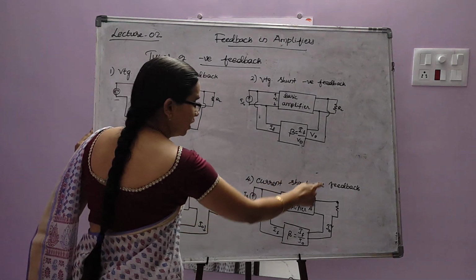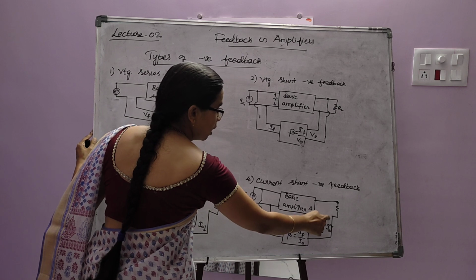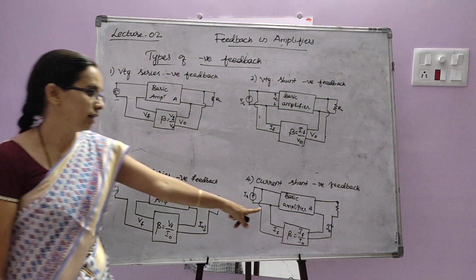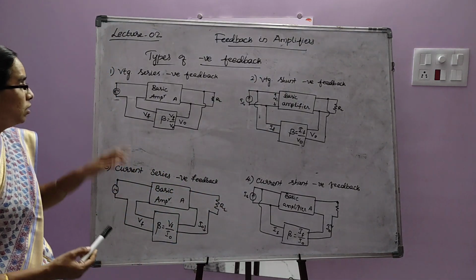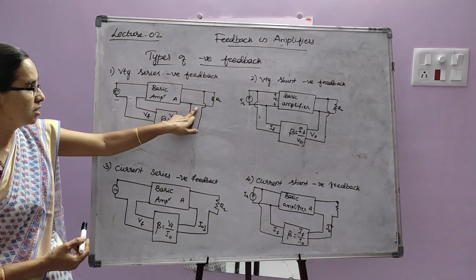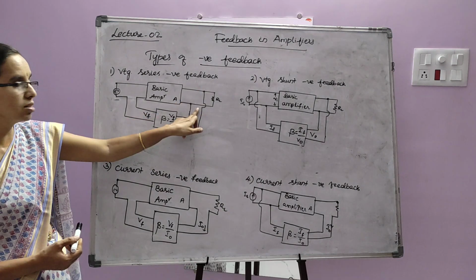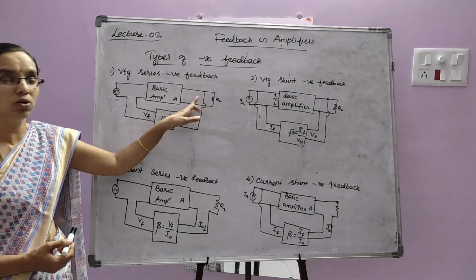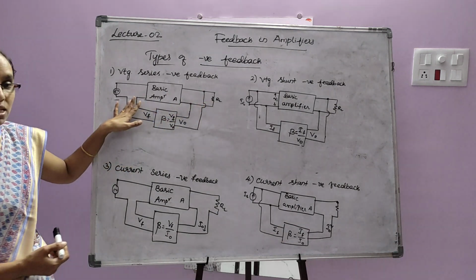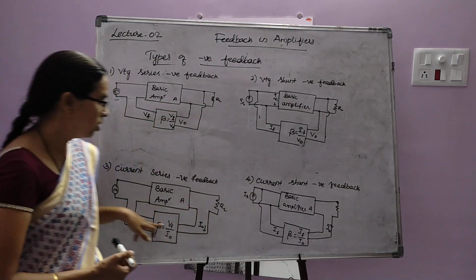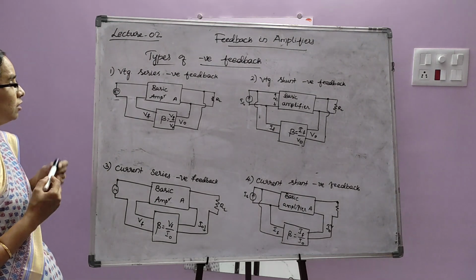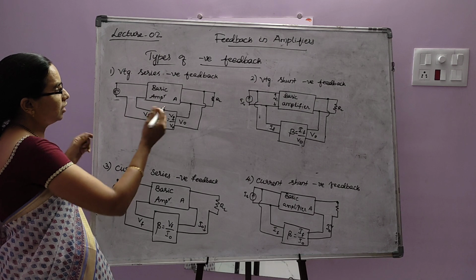Whereas in current shunt negative feedback, we are taking a sample of current and feeding it back in the form of parallel connection. So this is series connection, this end-to-end connection, and this is across connection. So this is shunt connection, this is series connection, so that you can distinguish all the four types of amplifiers.